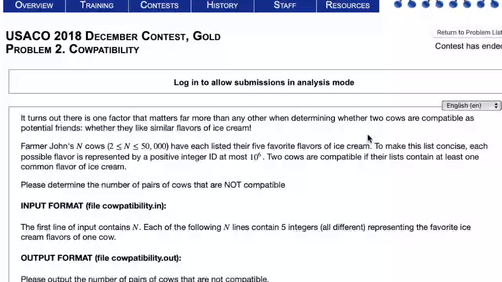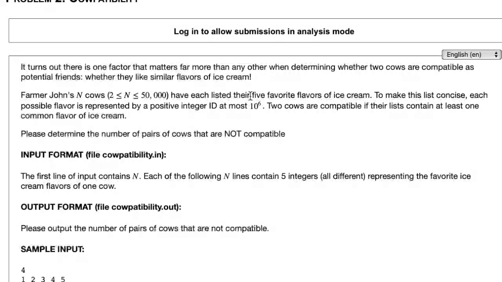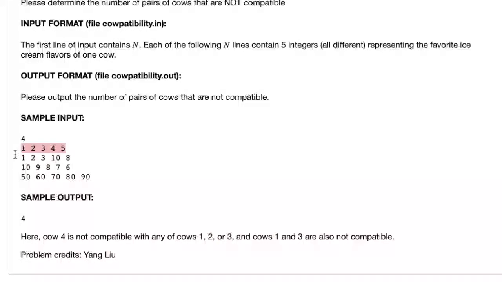Hey everyone, today let's try to solve a problem called Cowpatibility. In this problem, you are given a list of cows, and each cow will have exactly 5 flavors of ice cream. For example, this 1, 2, 3, 4, 5 means they like ice cream 1, ice cream 2, ice cream 3, ice cream 4, and ice cream 5 for this cow one. There are 4 cows in this particular input, which is identified by the first number.